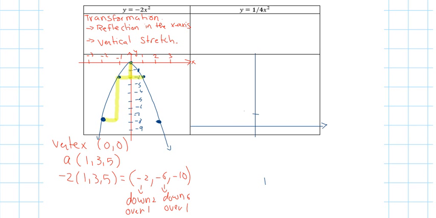I'm going to give you the scale for the next one. I want you to do this question with the person sitting next to you, and I want you to graph it for me. And I'm going to give you the scale.